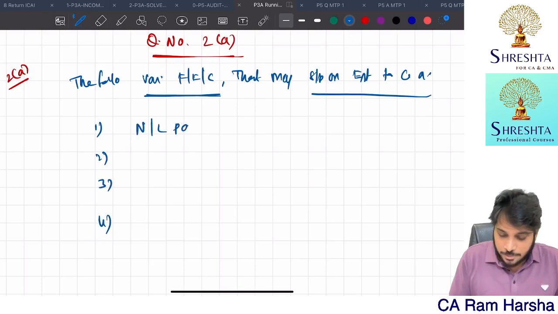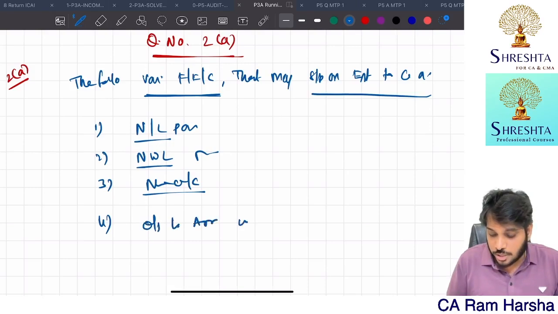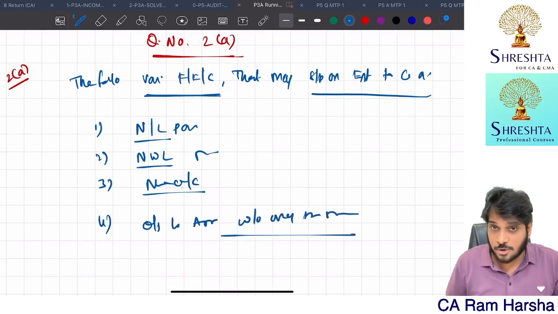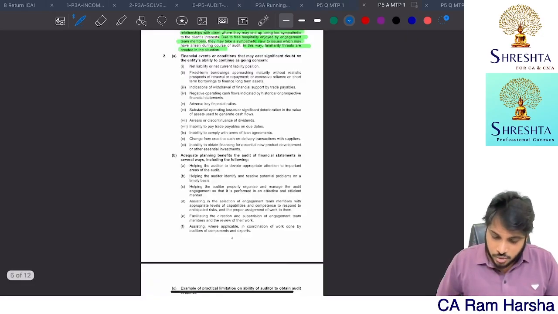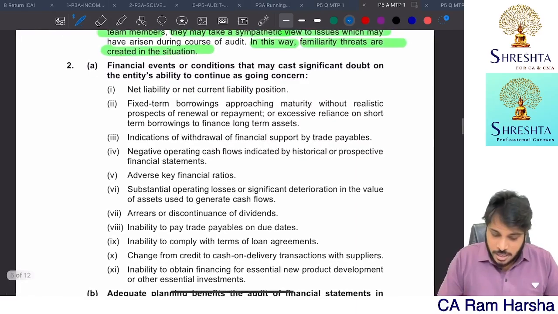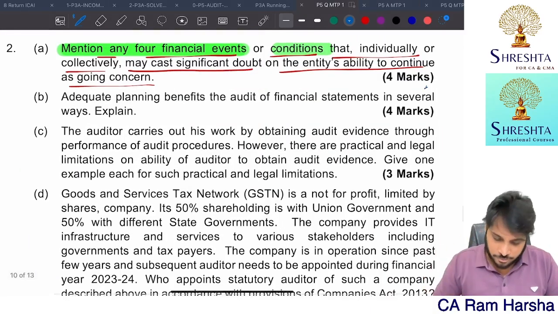Net liability position, underline the words net liability. Net working capital liability position, underline that. Negative operating cash flows, underline that. Outstanding loans approaching maturity without any prospective renewal, underline that, without any prospective. In every point, you have to underline the keywords. So here they have given various indicators. If you write any 4 points, that's enough. What are the marks? 4 marks.